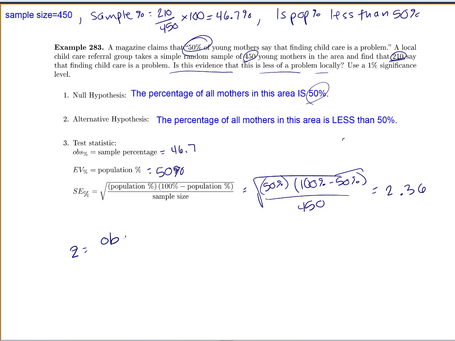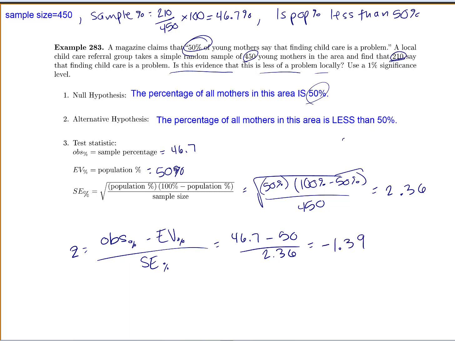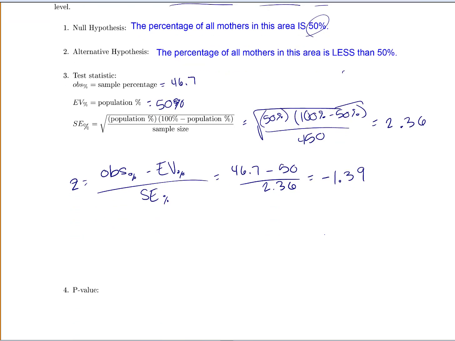Now I need z. Z is always equal to your observed percentage minus the expected value of your percentage, over the standard error of your percentage. So our observed was 46.7 minus our expected of 50, over the standard error of 2.36. That should give me negative 1.39. So we are 1.39 standard errors away. That's not too much. I'm guessing maybe I'll get a bigger p-value.